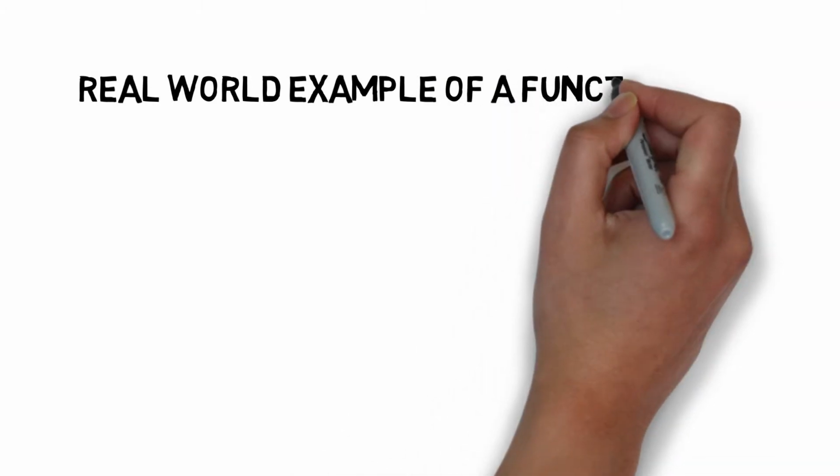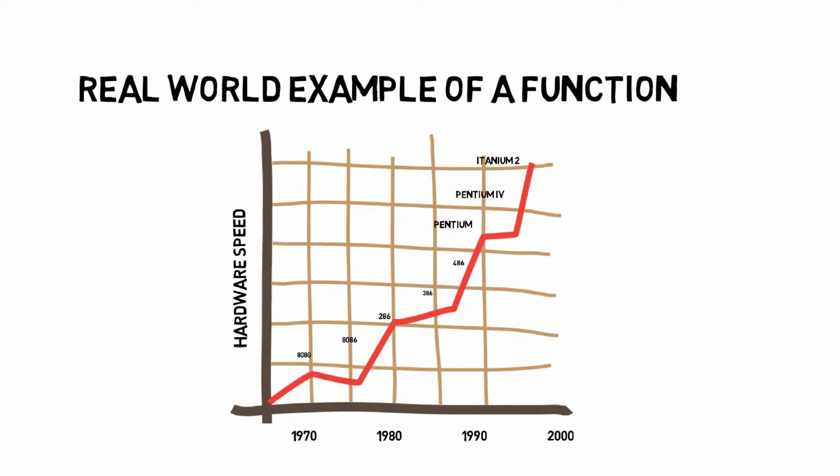Let's look at computer hardware speed between the years 1970 and 2000. The CPU performs basic arithmetic such as addition, subtraction, multiplication, and division at very high speeds. The more processing power, such as the Pentium, the faster the addition, subtraction, multiplication, and division are performed.